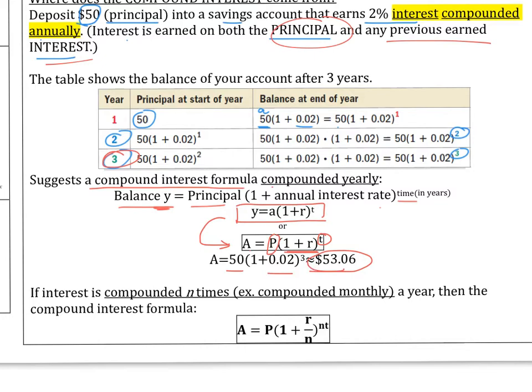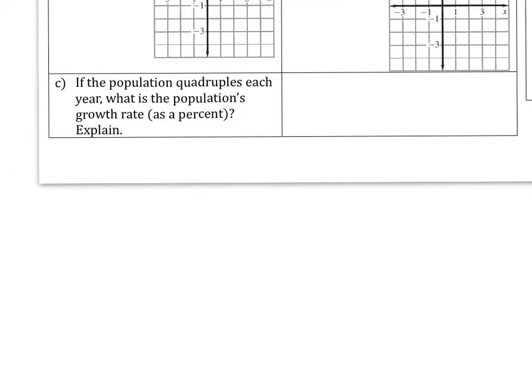And if the interest is compounded n times, for example monthly, in a year, then the compound interest formula will be given by A equals P times the sum of 1 plus r over n to the n times t power. I will explain a little further about what this formula means later. Okay, let's continue with the guided practice.